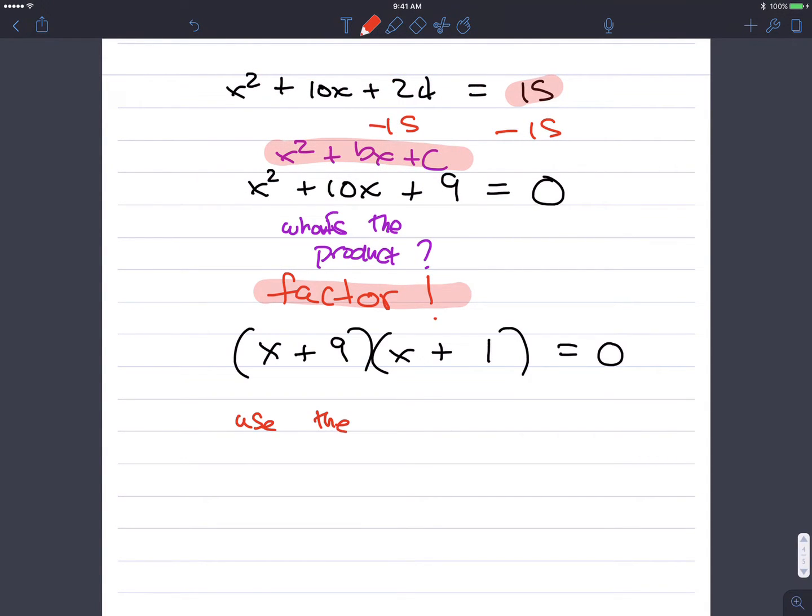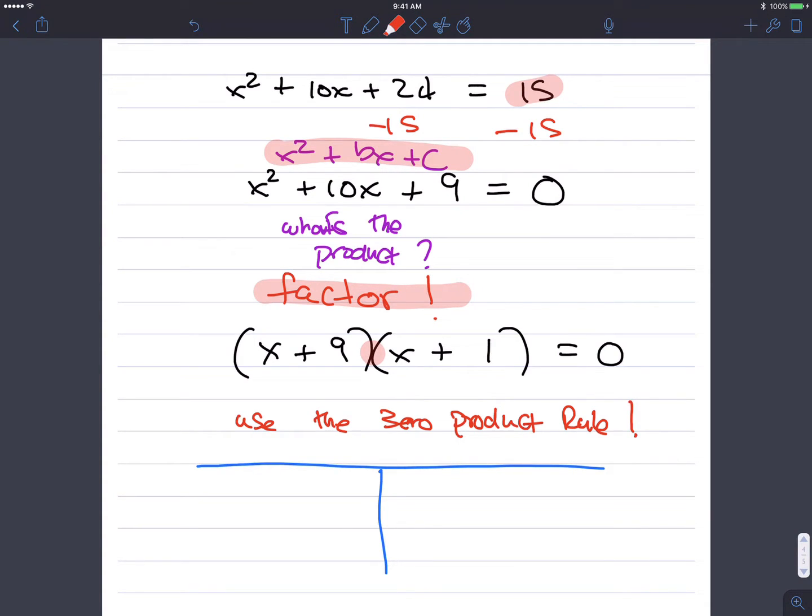Use the zero product rule. Now the zero product rule says the following. If I ever have a product, I got the product by factoring, and it equals 0, well, that means the first term is 0, or the second term is 0. Okay.